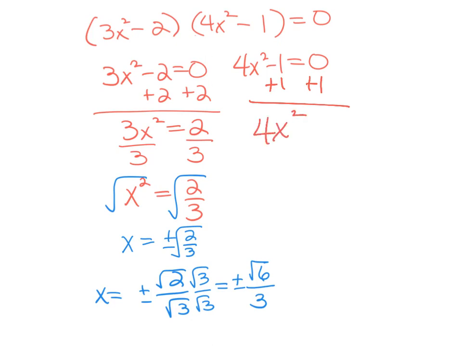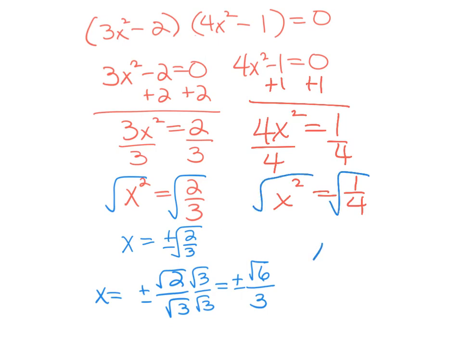4x squared equals 1. Divide by 4. X squared equals 1/4. Square root both sides. And x equals plus and minus 1/2, because I square rooted the 1 individually and the 4. So that one I don't have to rationalize because the whole thing came out.